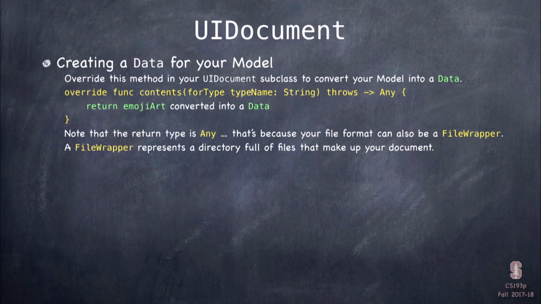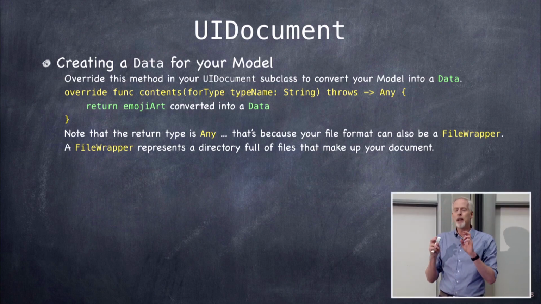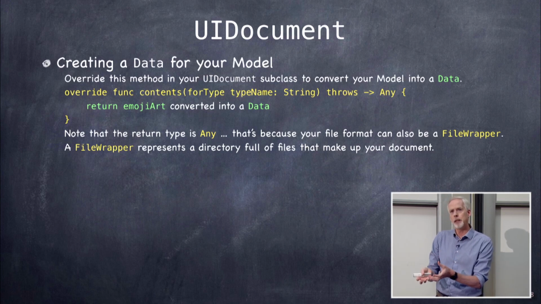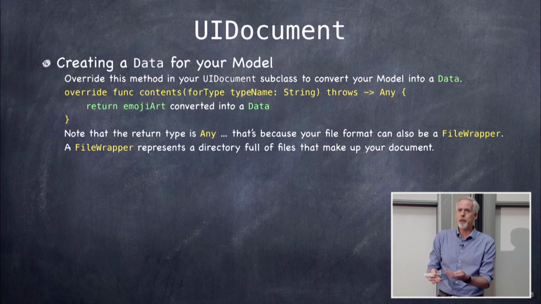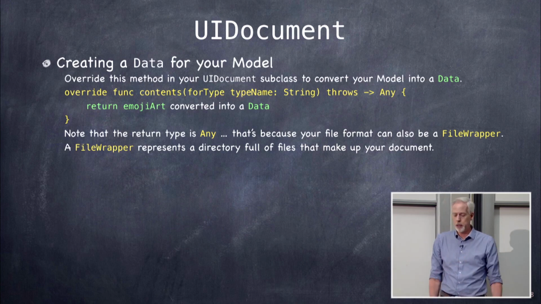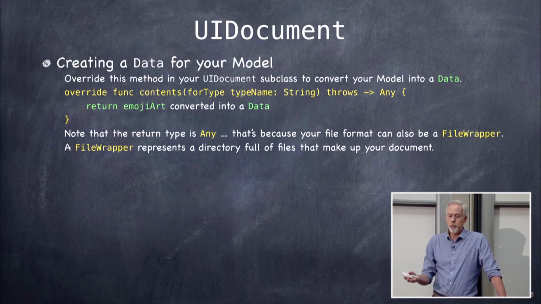And notice it returns an any. You would think that would return a data right there, but it returns an any because you can actually also represent your document as a directory full of files. That's called a file wrapper. Okay, but we're just going to talk about the data way of doing it. If you want to do the file wrapper way, you have to look up the documentation for a file wrapper. It's not that hard, but it's a little more complicated than just turning it into a data blob.